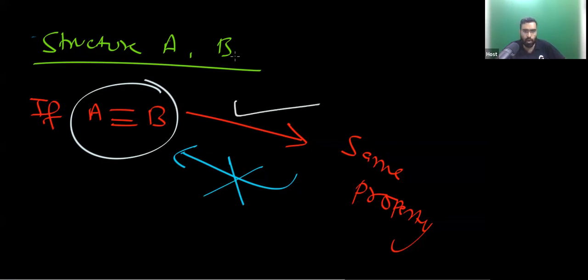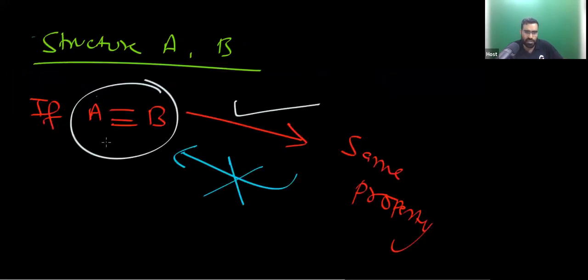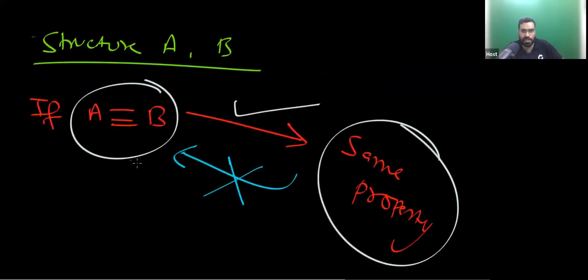But if you have same property with someone else, that does not mean you are isomorphic. For example, if two structures are isomorphic, both will be commutative or both will not be commutative. If A is commutative, then B will be commutative. If A is not commutative, then B will not be commutative, because they will have same property. But if two structures are commutative, that does not mean they are isomorphic. If two structures are isomorphic, then they will have same property, but if they have same property, that does not mean isomorphic.